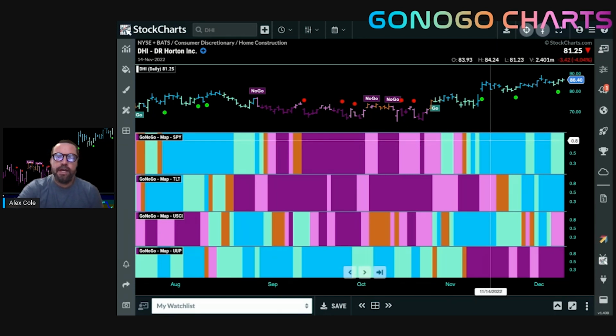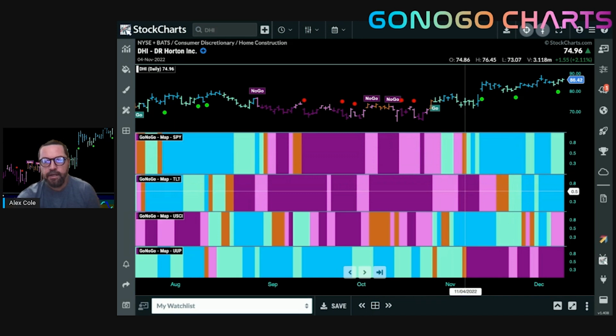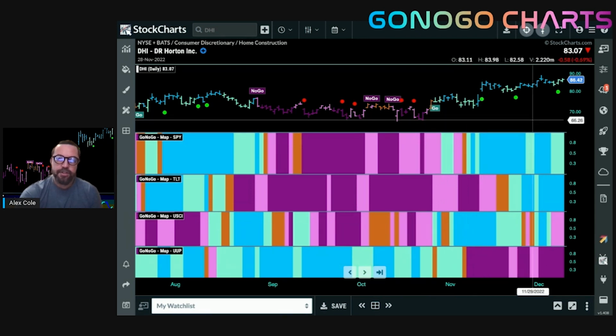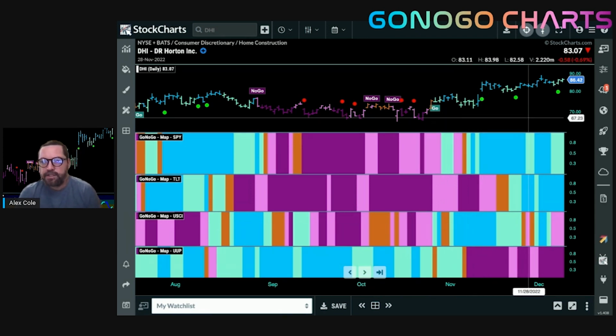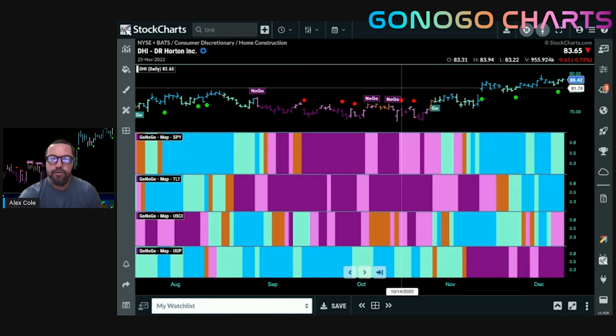And as we always have, we have the S&P as a representation of the U.S. equity index. In the top panel, we have Treasury bond prices represented by TLT. In the second, we have the U.S. commodities index, in the third, and then the dollar index in the bottom. And you can see that we are still relatively risk on.